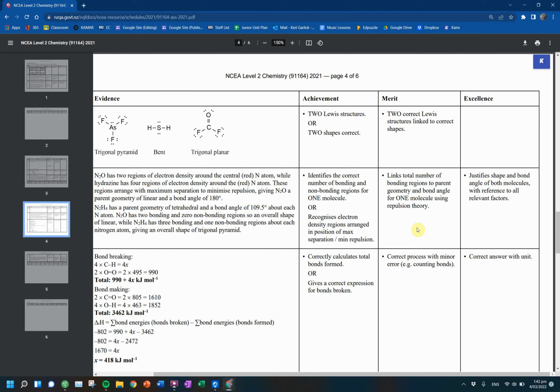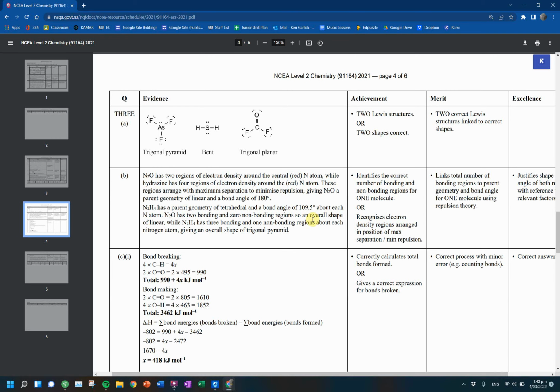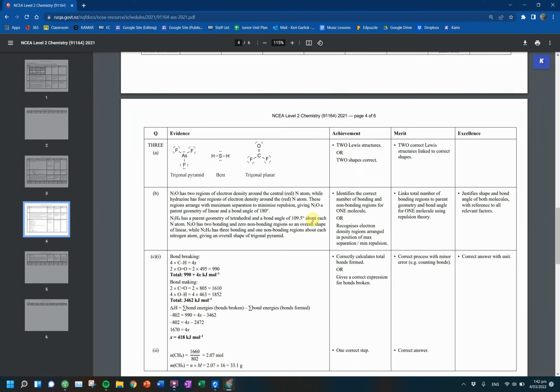It is worth writing both of them up because if you make a mistake with one of them, you can get the other one right. And then the excellence was that full justification of both the molecules, bond angles and shapes with all relevant factors. So all relevant factors will be VSEPR theory, things like that. And do stick in the word "while" or "however". Really great things. So that's all really for that CPR quiz.